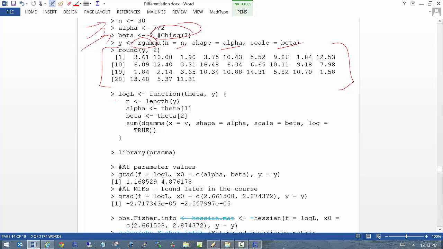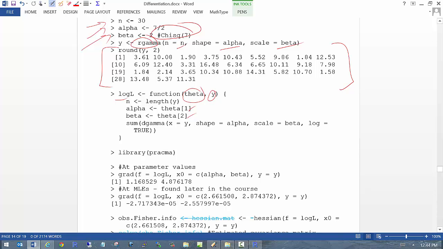So logL is going to be my function name. I'm going to have an argument called theta for my function. Theta is going to have two components, where the first one is going to be alpha and the second one is going to be beta. I simply put them together in a vector. The reason why I do that will be more clear in the optimization section. Next, I give what my data will be.